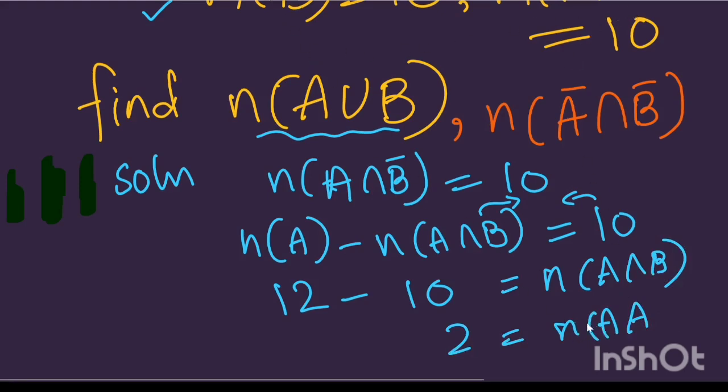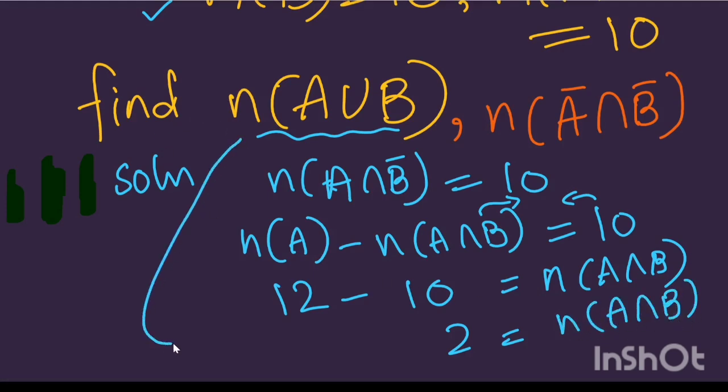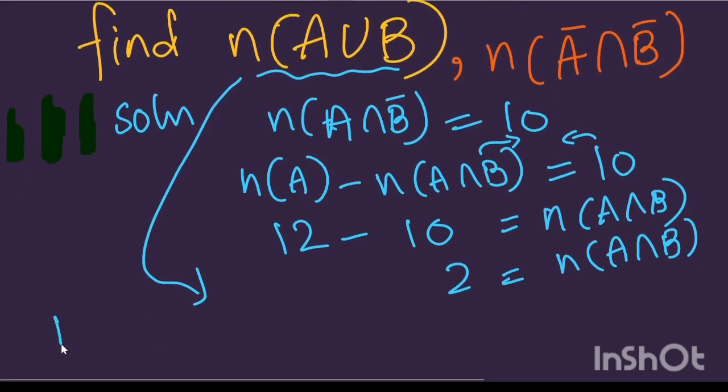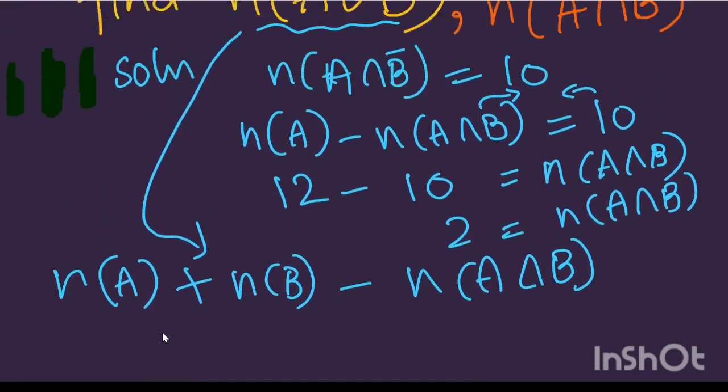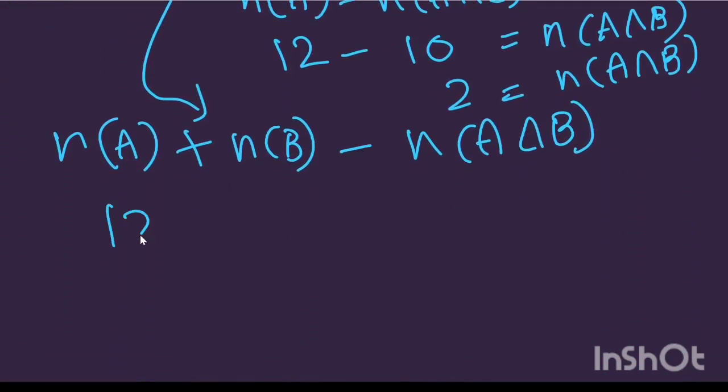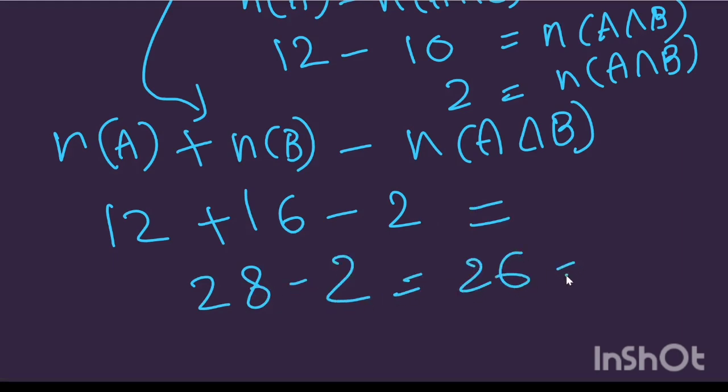So we will use the formula for n A union B now, which is nA plus nB minus nA intersection B. nA is 12, nB is 16, and nA intersection B we calculated as 2. So 28 minus 2 is 26, which is n A union B. This is the first result.